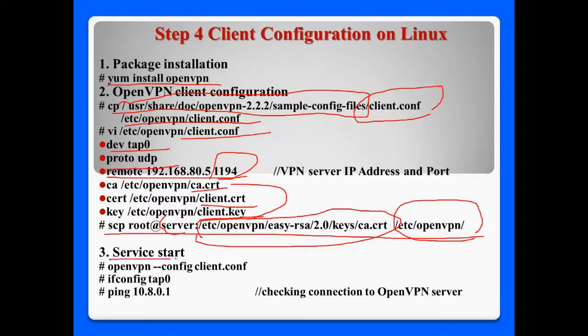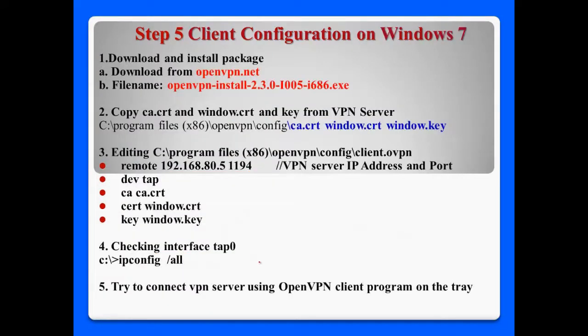Okay, number 3, the service start, and for that, using this command: openvpn --config client.conf. And after that, we need to check the device with IP address, and then we can test the connection with the VPN server using this command: ping 10.8.0.1 like this.